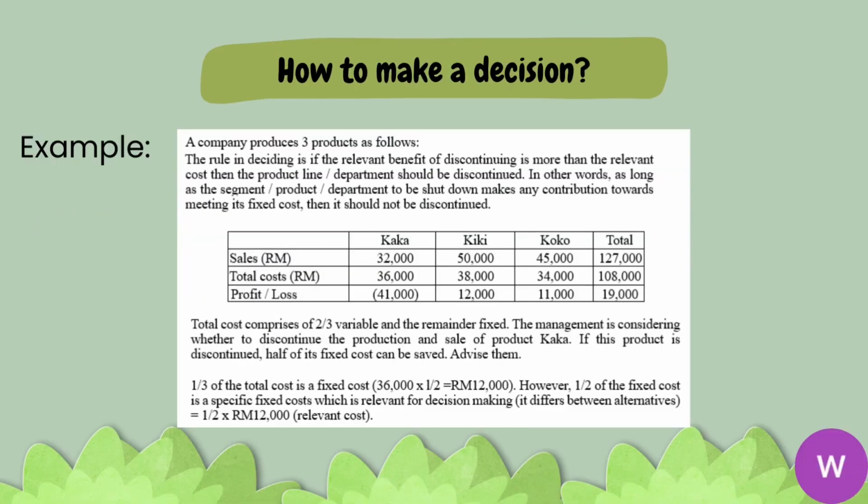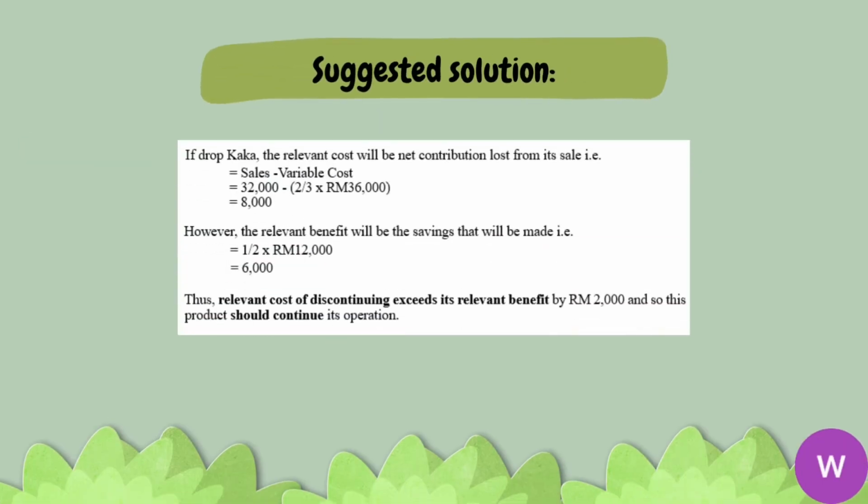This is an example regarding discontinuing a segment. This is the suggested solution for the problem. If we drop Kaka, the relevant cost will be the net contribution loss from its sale. The formula is sales minus variable cost, and we will get 8,000. However, the relevant benefit will be the savings that will be made.